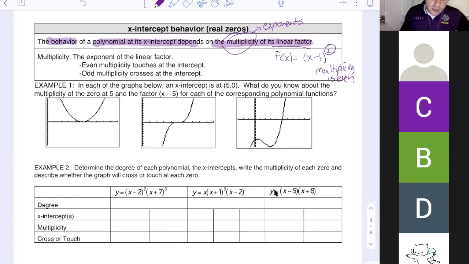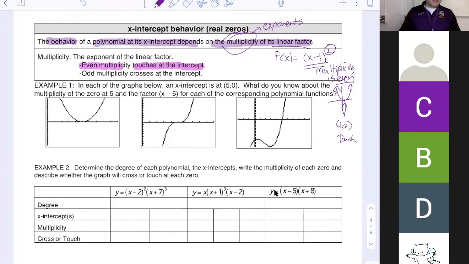So let's get a feeling for what multiplicity means. If there's even multiplicity, the graph touches the x-axis at the x-intercept. For example, x minus 1 squared has even multiplicity, and we know from graphing it that it touches at (1, 0). That is what we call a touch, which means it doesn't go through the x-axis. It touches it at that point, and the reason is that it has even multiplicity.